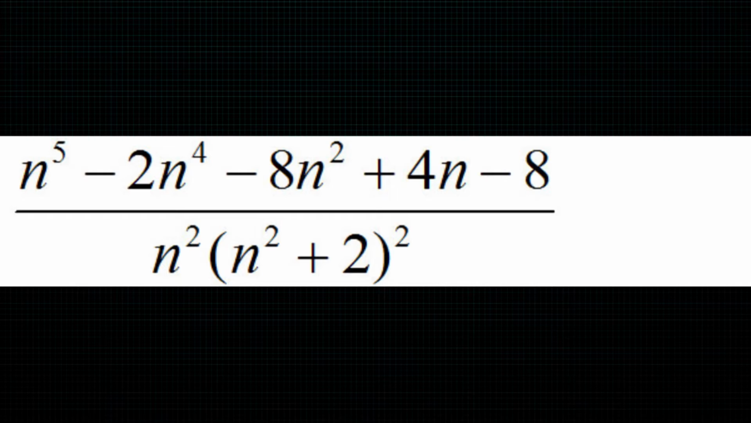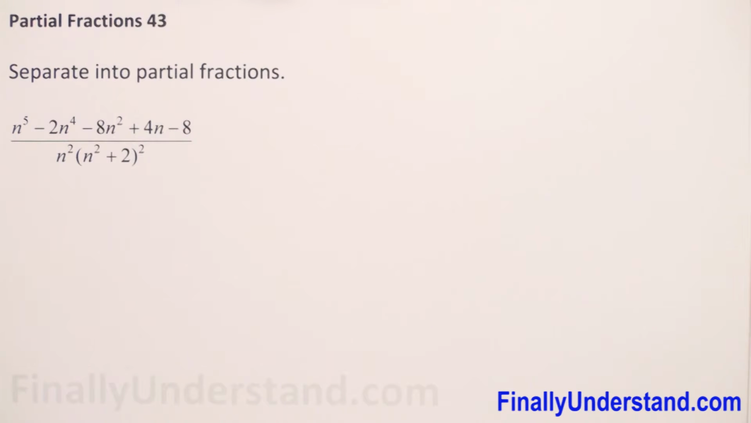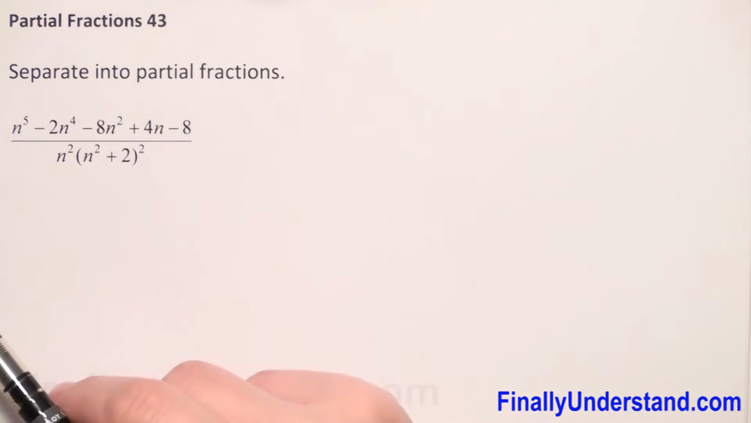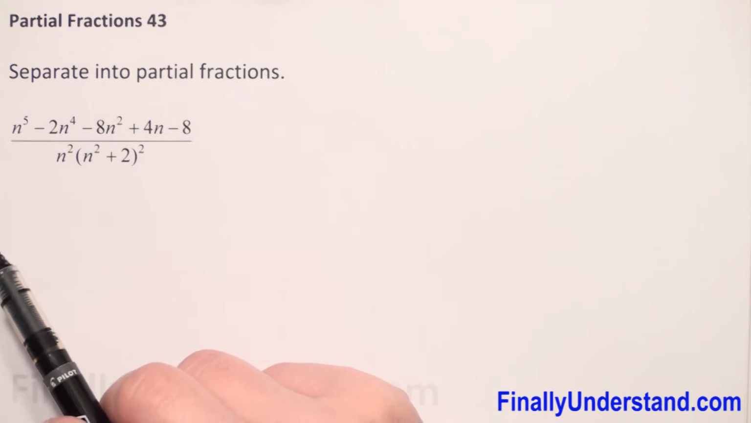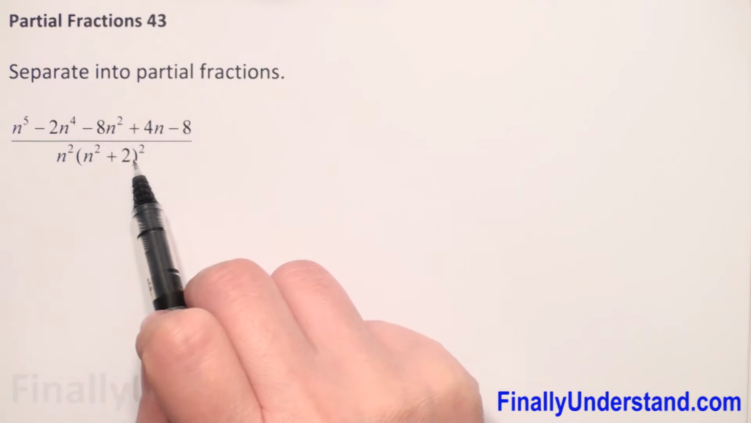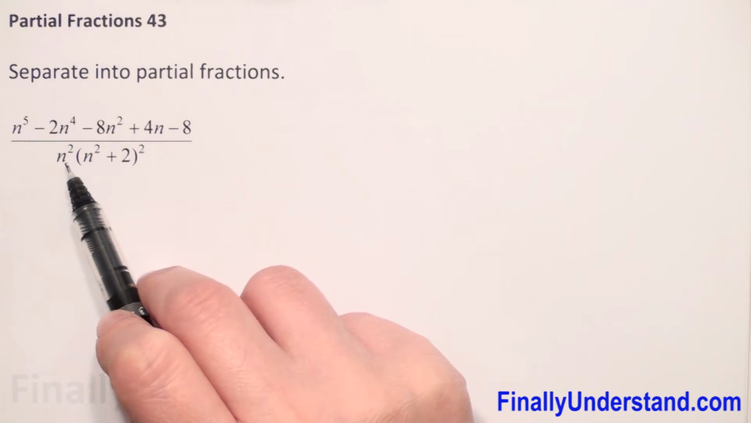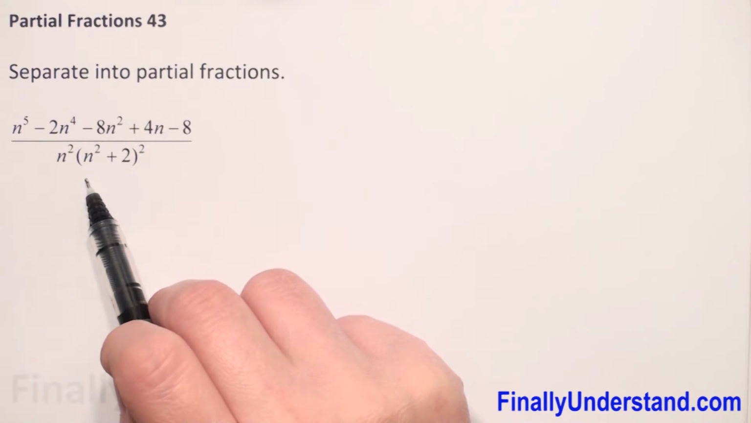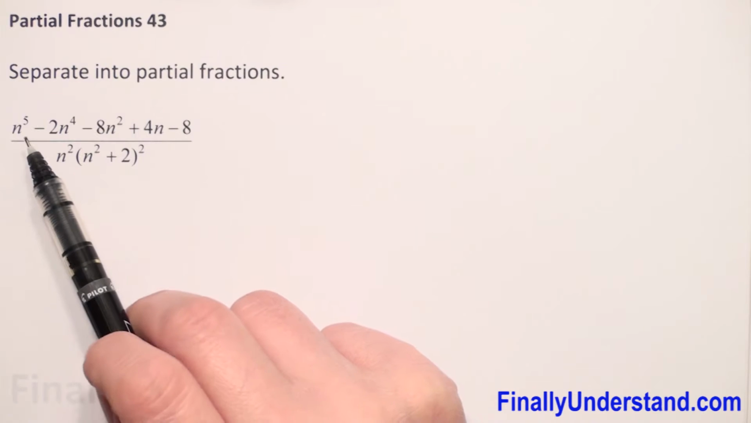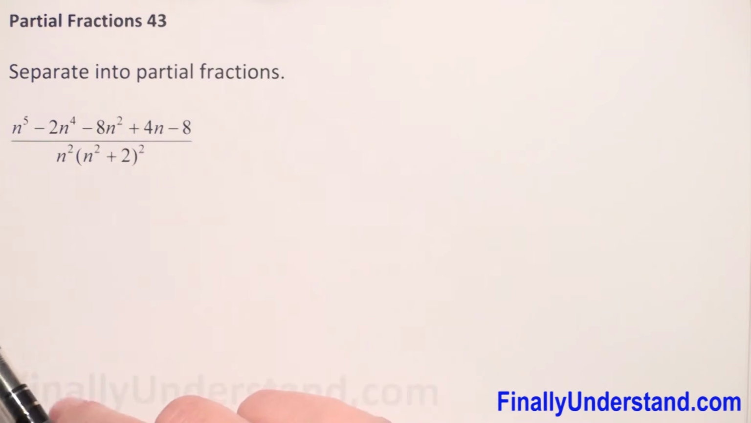We have to separate the given fraction into partial fractions. How do we do this? First we have to check the power of the numerator and the denominator. In the numerator the highest power is n to the 5th power, so the highest power is 5. In the denominator, n squared times n squared gives n to the 4th power, times n squared, so it will be n to the 6th power.